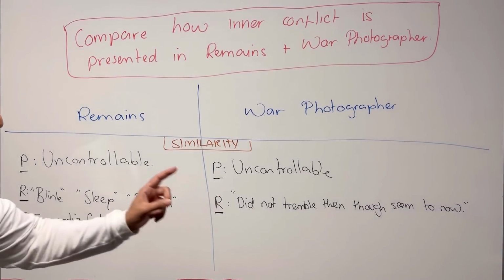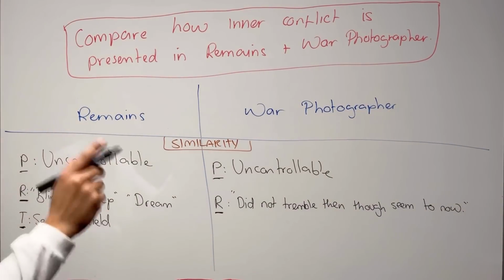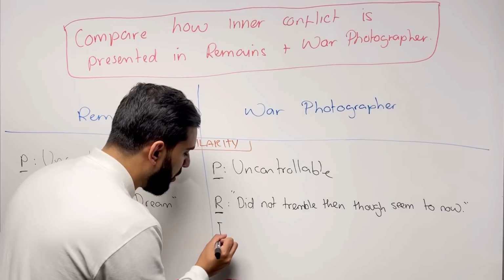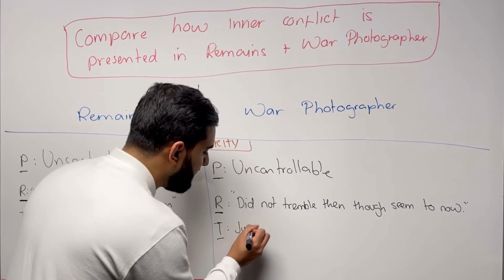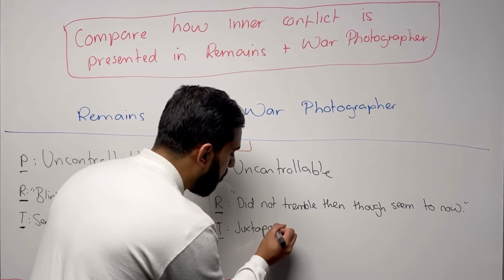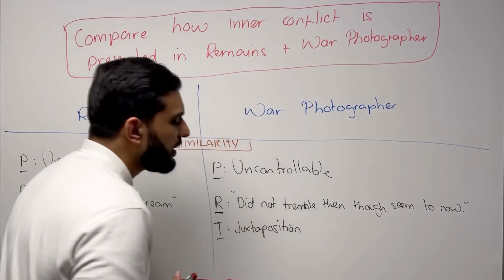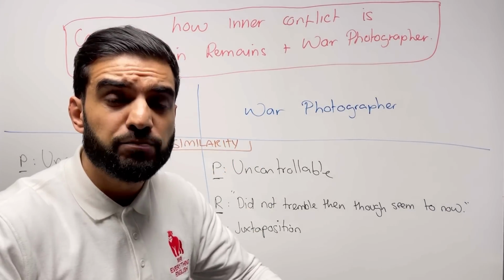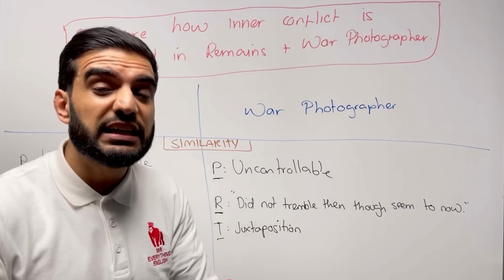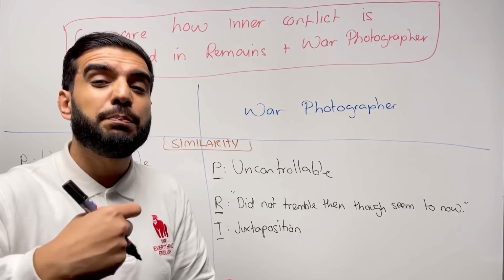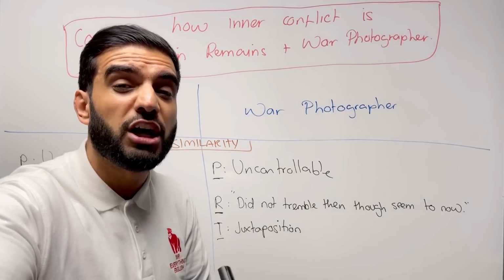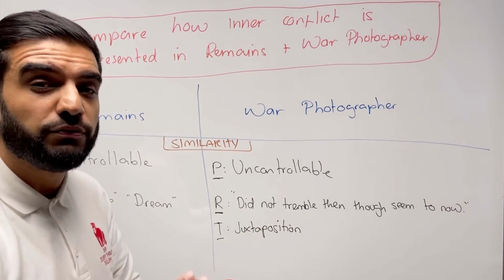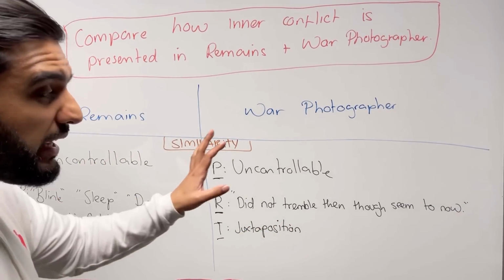Now, guys, on this side of the board, we have "did not tremble then, though seem to now." Now, if you read the poem, you will know that this is juxtaposition. Why is it juxtaposition? Because this man is talking about when he took a picture of a dead body. You would expect someone's hands to tremble when they're taking a picture of a dead body at that moment in time, not later on. So here, guys, we have 2 contrasting points of view. Now, this is my initial plan.